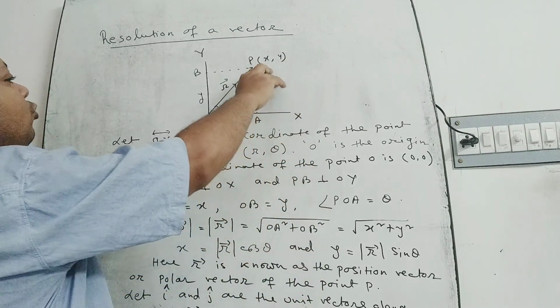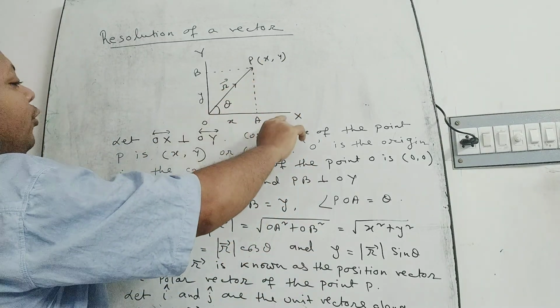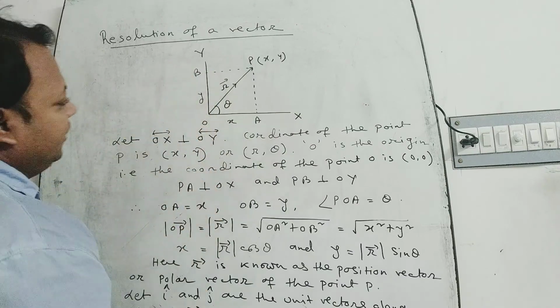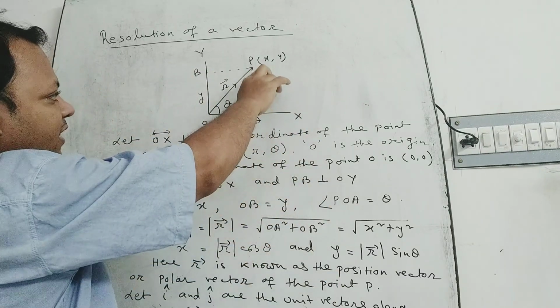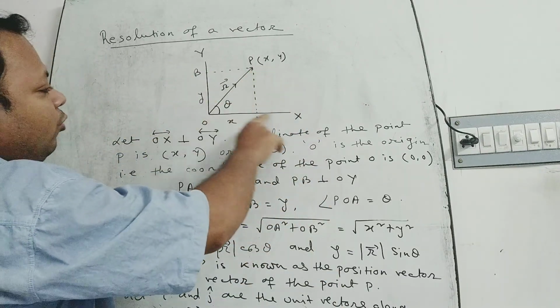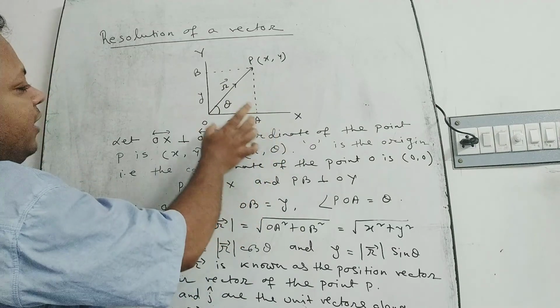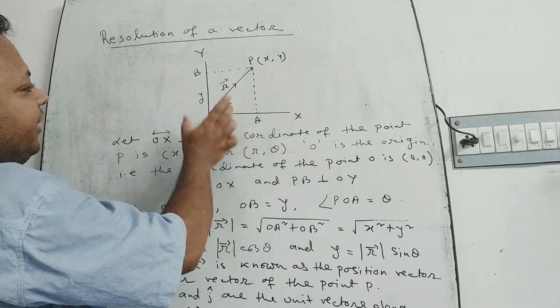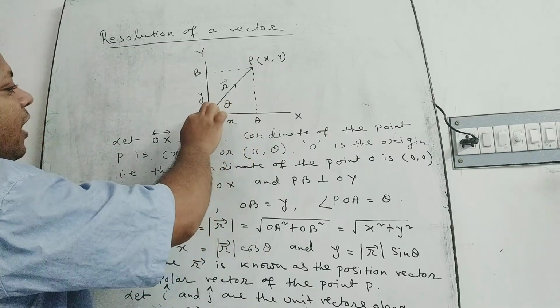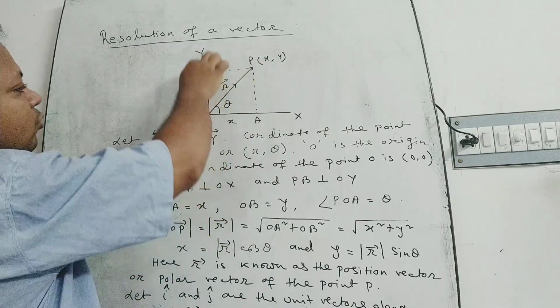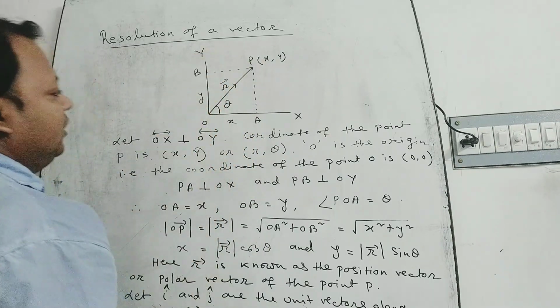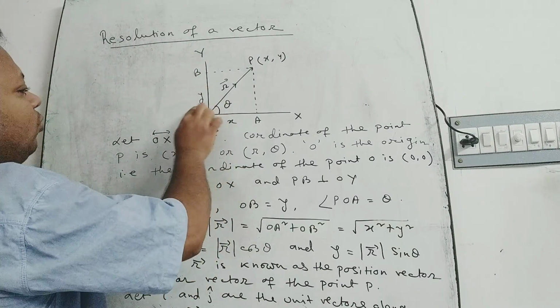We can draw two perpendiculars on the OX and OY axes respectively. That is, PA is normal to the OX axis. Therefore, OA is equal to small x, and here PB is normal to the OY axis. That's why OB is equal to small y.